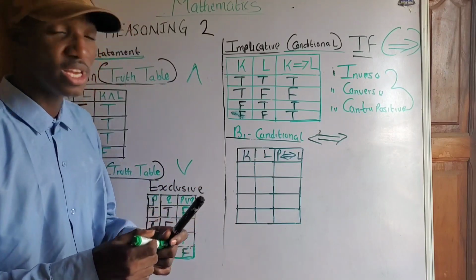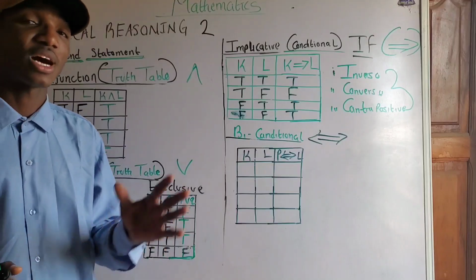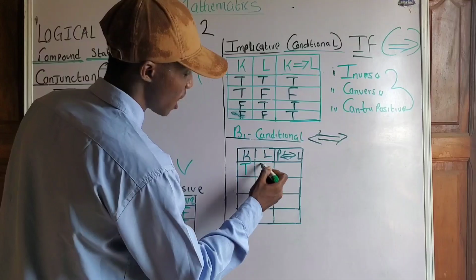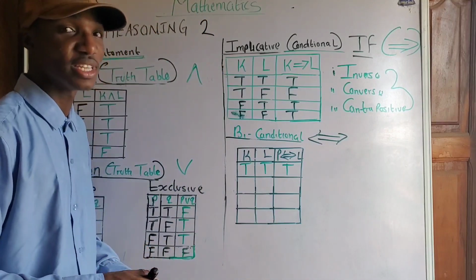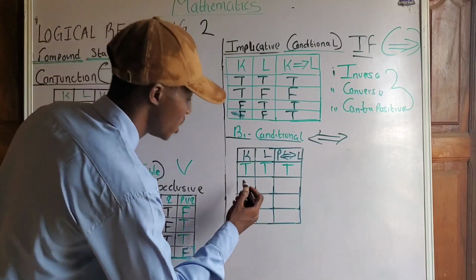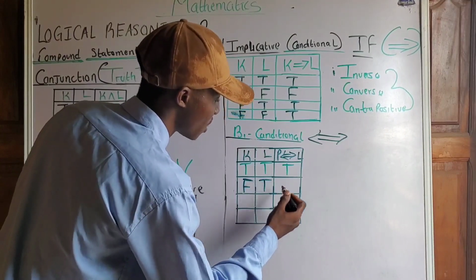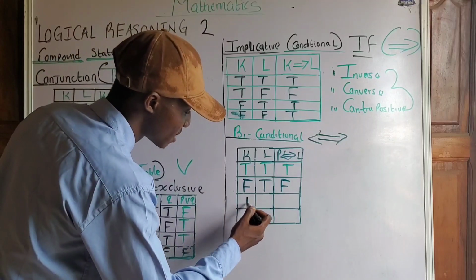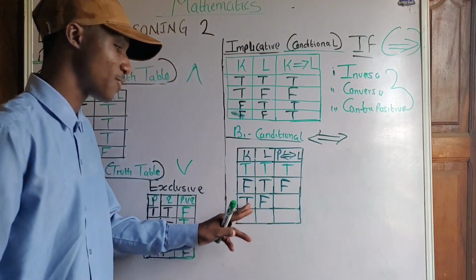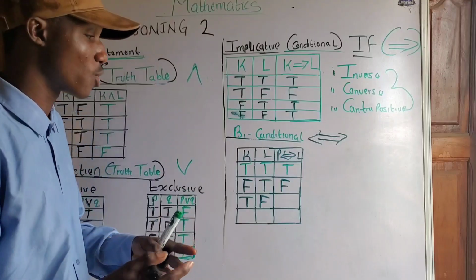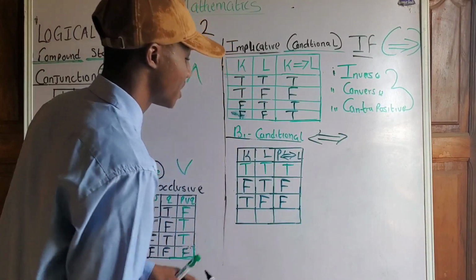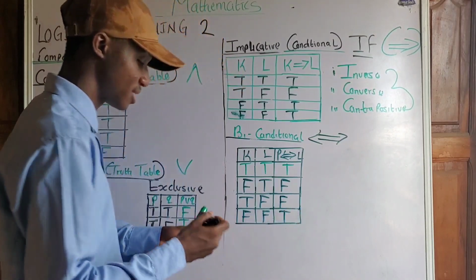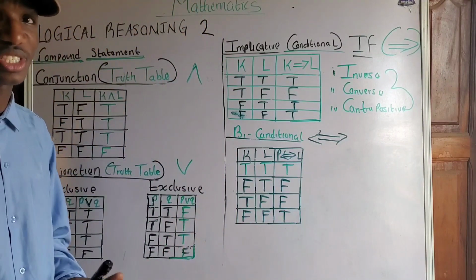I told you that we only have a conclusion that is true if both statements are true or both are false. If both statements are true, I'm going to have true here. If one of the statements is false and the other is true, we're going to have a conclusion that is false. If the first statement is true and the other is false, we're going to have a conclusion that is false. And if both statements are false, we're going to have a conclusion that is true. So you can see the truth table for the biconditional statement.